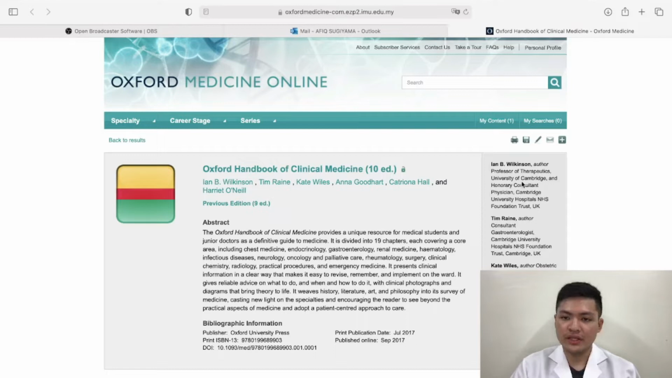As you can see, they are all related to the medical field, as some of them are certified doctors, say nephrologists, and we have a consultant, a gastroenterologist, etc. So they are basically the ones who prepare the materials for this textbook.